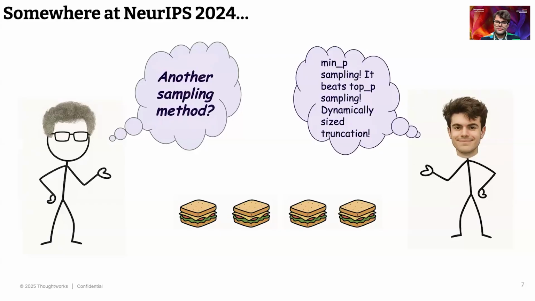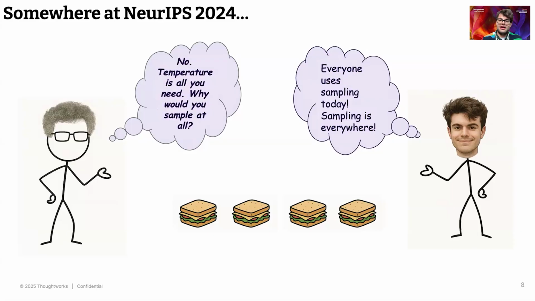And then I tell him, hey, we have this cool technique. It's called min-p sampling. It beats top-p sampling, which I just described earlier. We do this thing called dynamic truncation, and then he's like, wait, another sampling method? And then he responds, wait a moment, you don't need sampling at all. Temperature is all you need. Why do you need this?